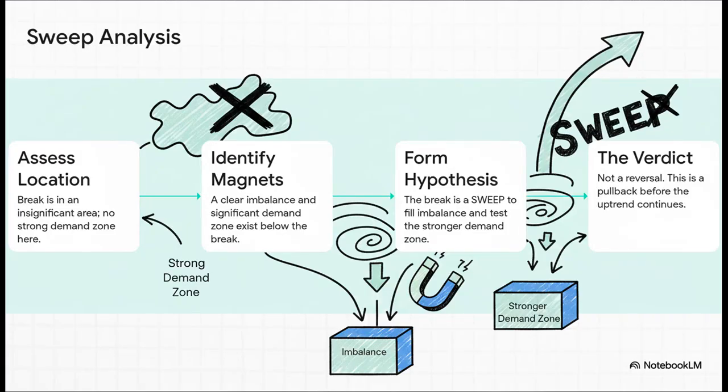First up, we look at the location. Is this break happening near a really strong historical demand zone? In this case, nope. It's happening in a weak, insignificant area. Step two, we look for those magnets. Are there any imbalances or maybe a stronger demand zone below where we are now? Yes, there is. We can see a clear imbalance and a much beefier demand zone sitting just underneath.